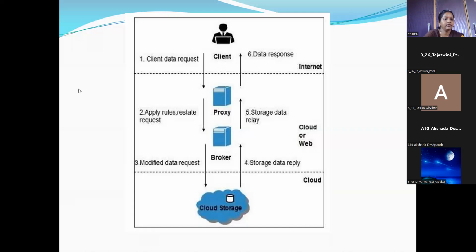But if by chance unauthorized access happens, then if any kind of data loss occurs, it will not be prevented. So that is only the encryption technique over here. Okay, so this is the network or the cloud security model, we can say.